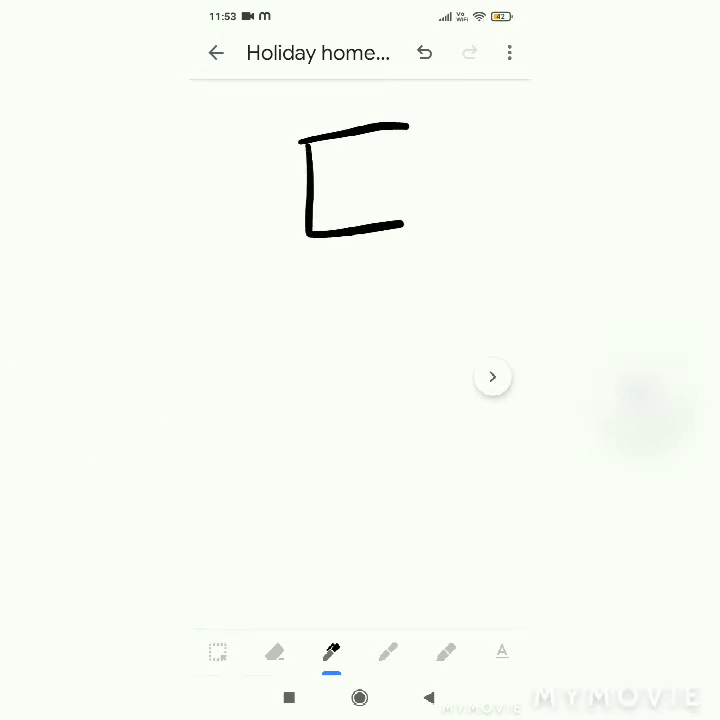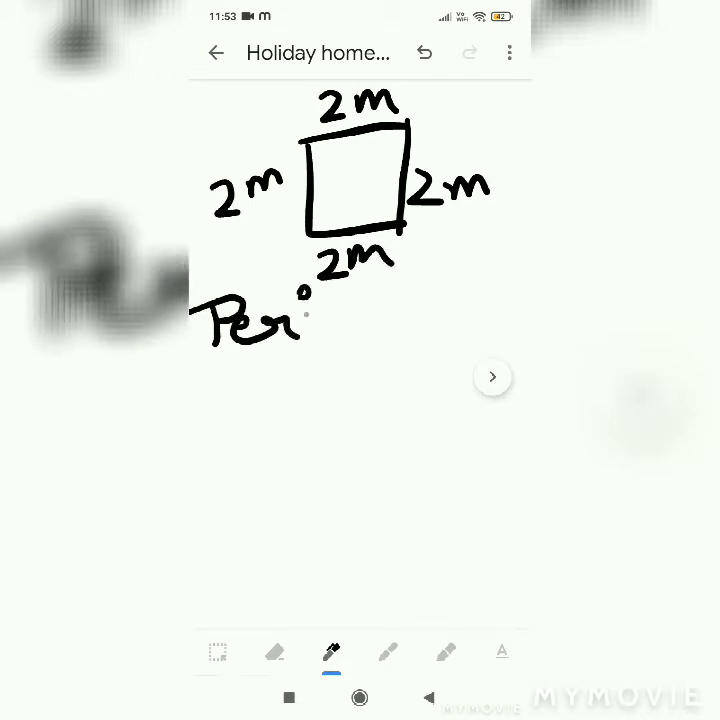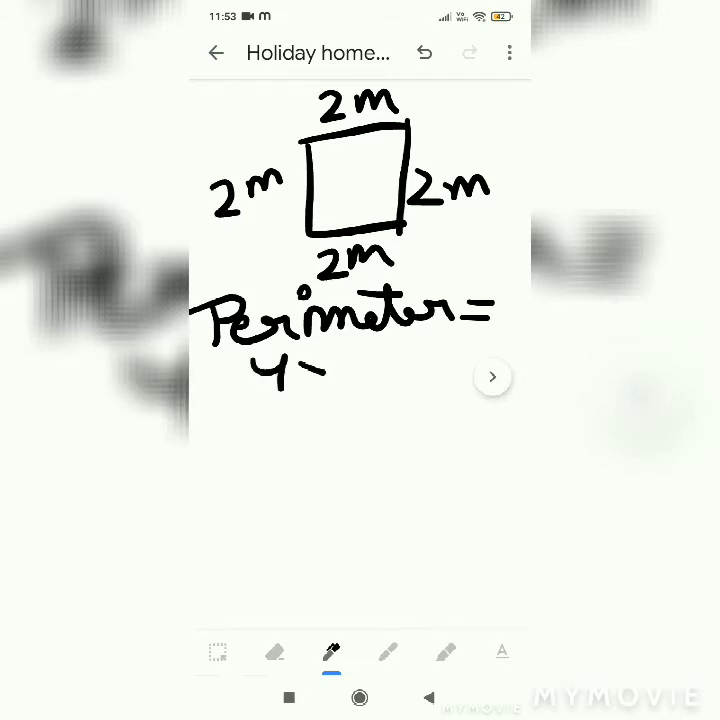This is a square again, and I'll give its sides as 2 meter now. Earlier I used centimeter, now I'm using meter, right? And I'm set to take out the perimeter. So what will I do? The formula for taking out perimeter is 4 into side. That is 4 into side.